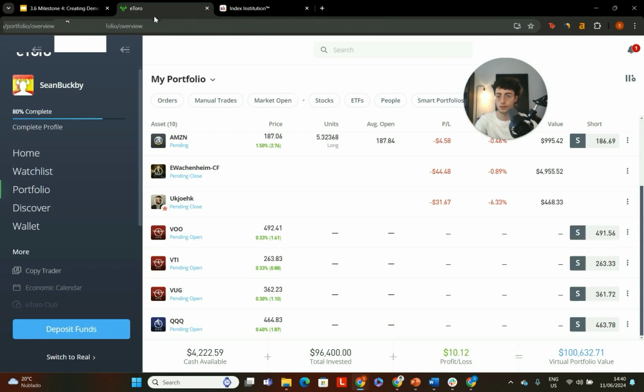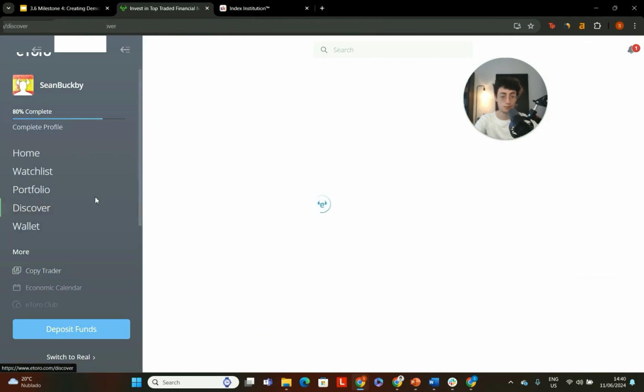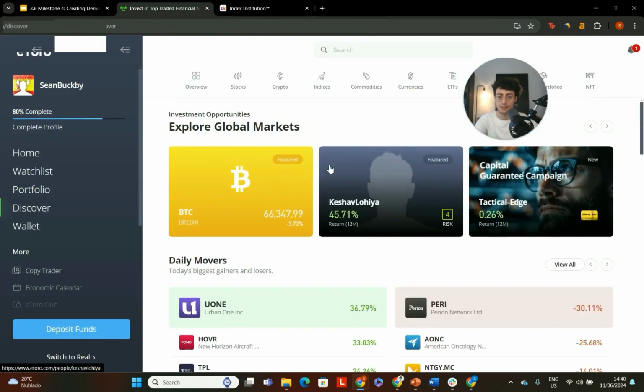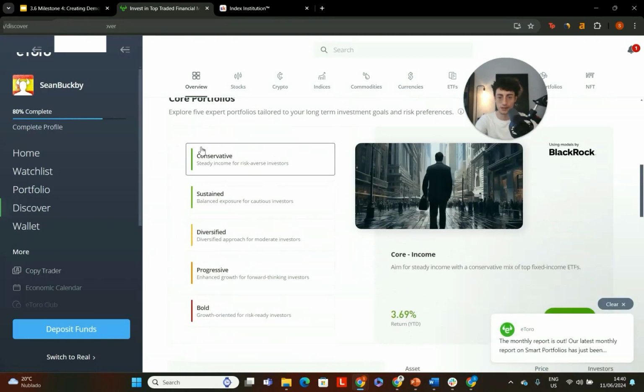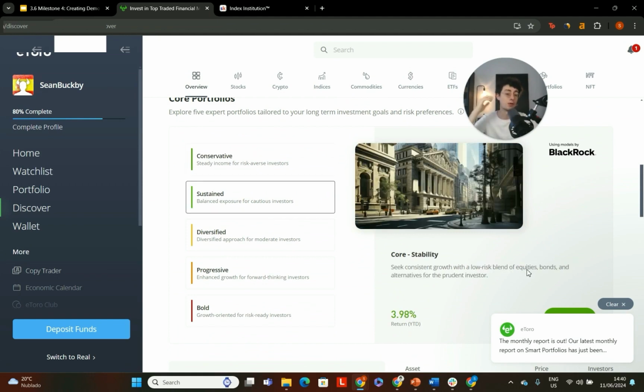But just to show you one more time, you can always go into the Discover section. We were previously invested in this, into the smart portfolios, but here, the core portfolios using models by BlackRock. You can go for conservative, where the return is much lower, and it's focused on fixed income products. Has then slightly more risk and return. Is then starting to blend the bonds together with equities and alternatives for the more conservative investor. So yeah, this is like a great way.